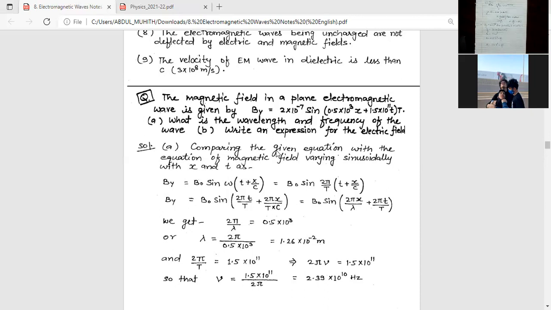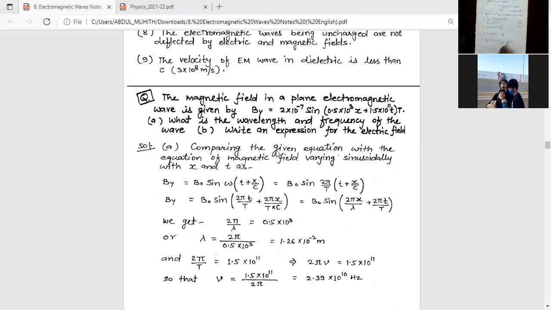Now here k is equal to 0.5 into 10 to the power of minus 3, and the omega value is 1.5 into 10 to the power of 11. Because we are equating, this equation can be written as By is equal to B0 sine of 2 pi by lambda into x plus 2 pi by t into small t. We can write it in this way. I want wavelength. What he is asking is the wavelength, the frequency, and the same equation for the electric wave, Ez equal to how much?